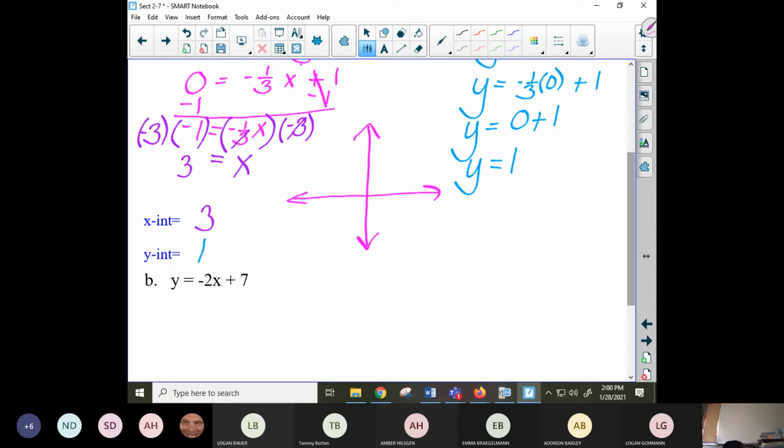And as long as you know 2 points on any line, you can draw a line. So they would go and put their x-intercept at 3, their y-intercept at 1, and they have what should be a straight line. Mine doesn't look straight, but it should be. Okay? So anytime you know the x and y intercept, you can graph a line.